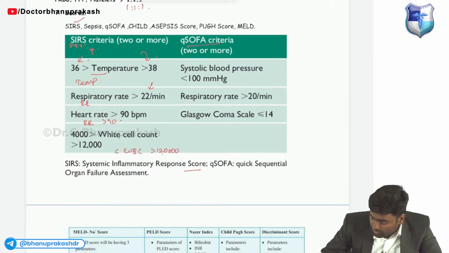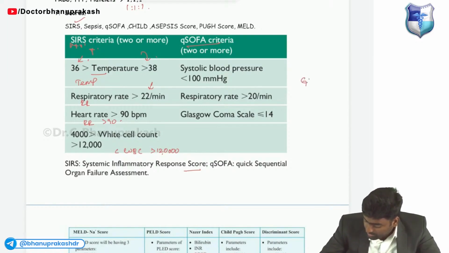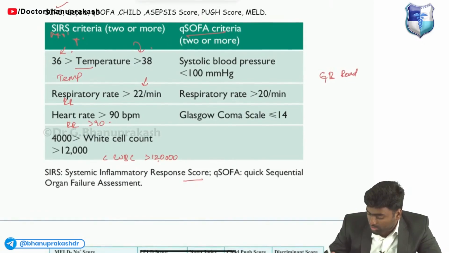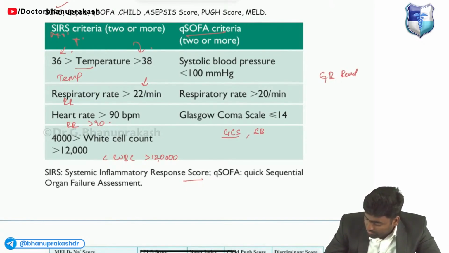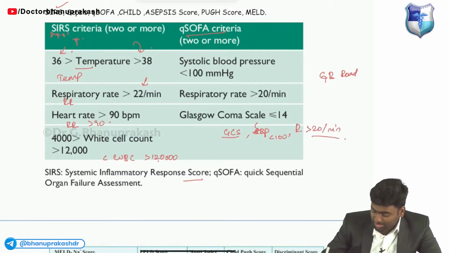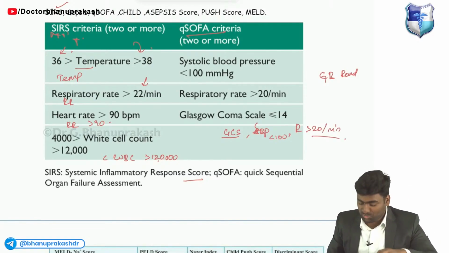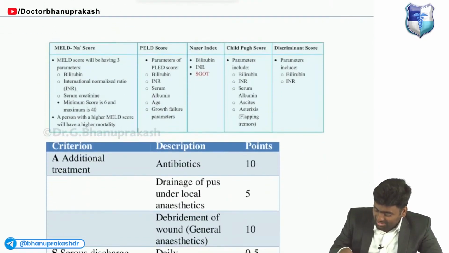Then qSOFA. You can remember it as GBR. So G is the Glasgow Coma Scale, then B is systolic BP, systolic BP less than 100, and R is respiratory rate, more than 20 per minute. So these are the components for qSOFA. Fine. Next, we'll see some more scores.